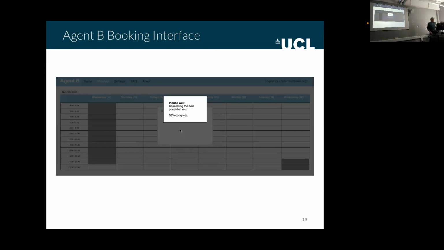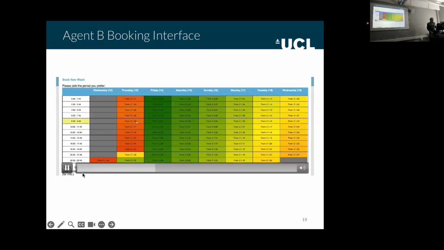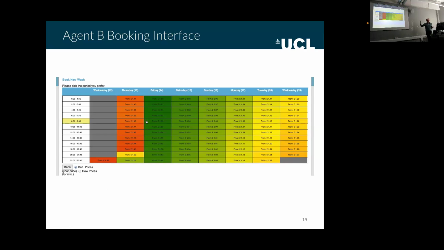And then the system calculates a prediction of how much it would cost to run the load of laundry at different times over the next 7 days. Again, remember that in this case, price is aligned with carbon. So high price also means high carbon. So green means cheap, but it also actually means green energy.